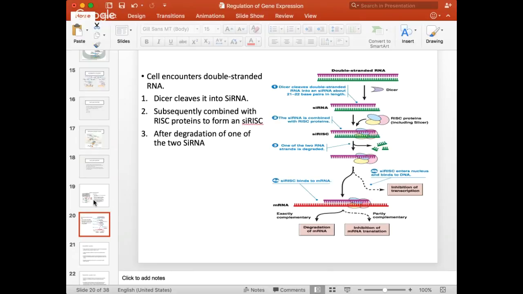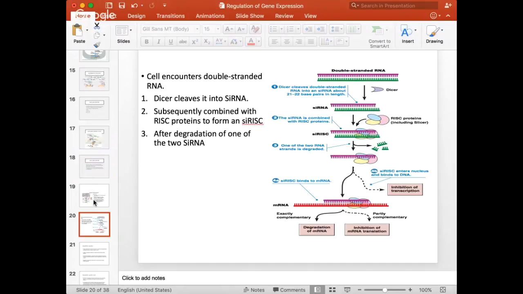Okay, for this figure, the first step is Dicer cleaves into siRNA. The second is that it is subsequently combined with RISC proteins to form an siRISC after degradation of one of the two siRNA strands. So basically, when a cell encounters a double-strand RNA, Dicer cleaves it into siRNA. It is subsequently combined with the RISC proteins to form one siRISC. The second part is after degradation of one of the two siRNAs.